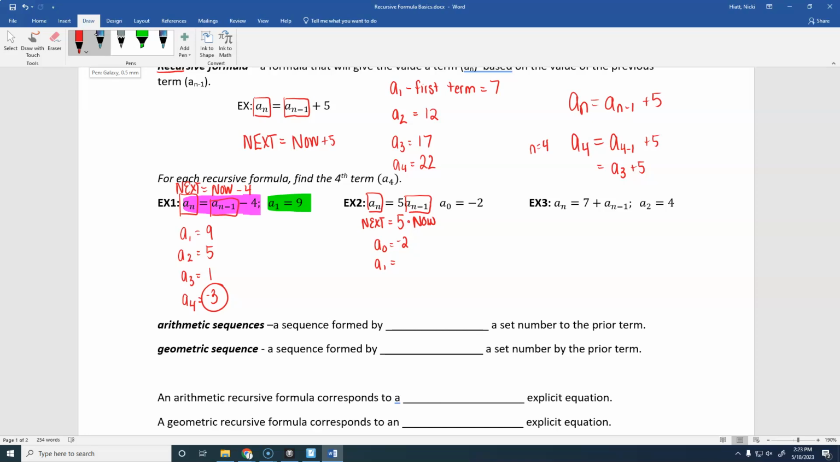What would we get? Negative 10. We just multiply that by 5. All right, a sub 2 would be negative 50. A sub 3. Not 100. We got to multiply by 5. So 50, it's going to be negative 250. And then a sub 4. We're going to multiply by 5 again. We'll get negative 1250. That would be our answer.